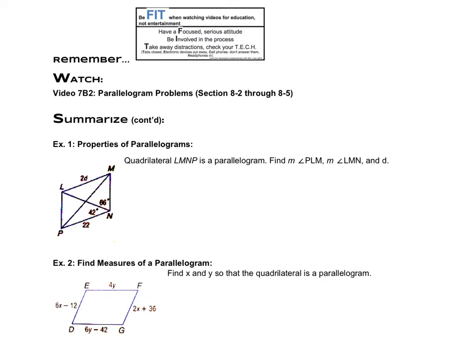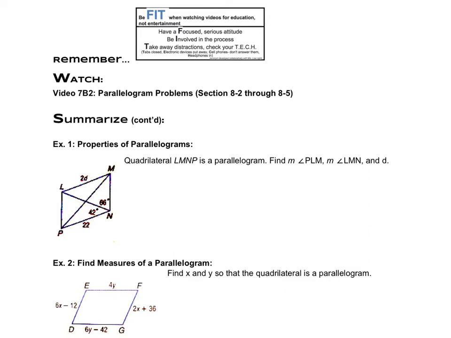So this first example talks about properties of parallelograms, and that is quadrilateral LMNP that you see in this diagram here, we're told is a parallelogram. What we're needing to find here is the measure of angle PLM, this one right here, that big angle in the top corner, and then LMN, which, be careful, is this one, and then the value of D, and you can see that D is used on this side.